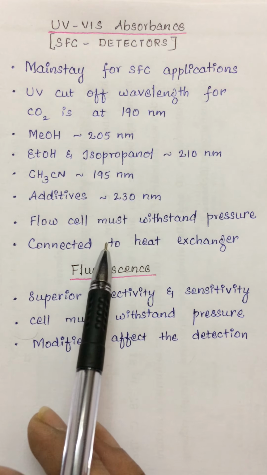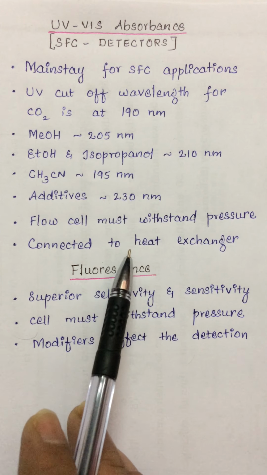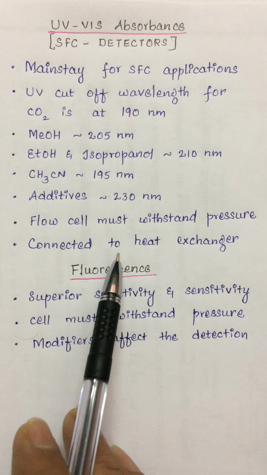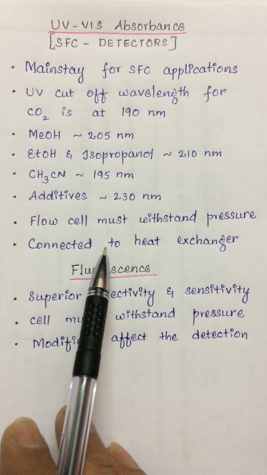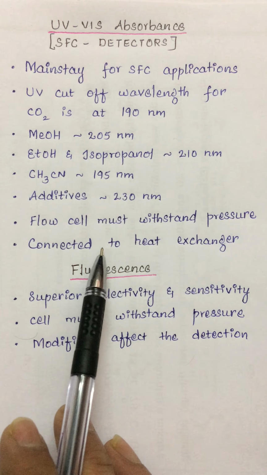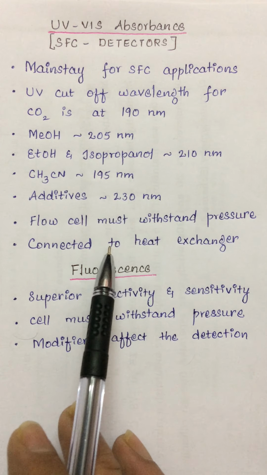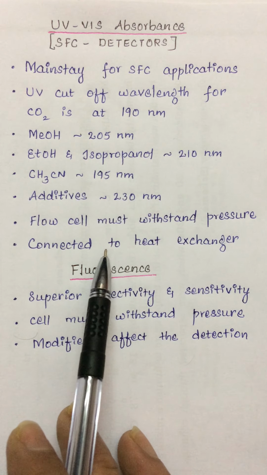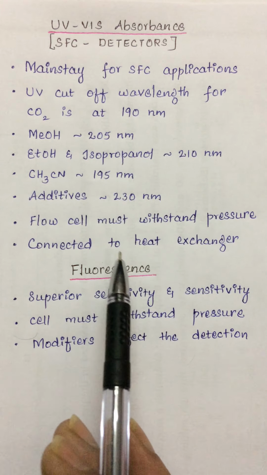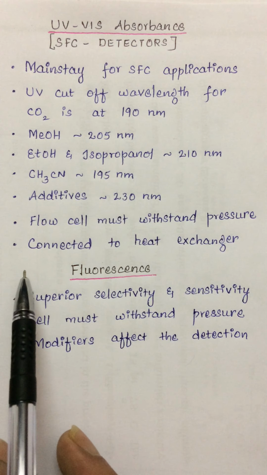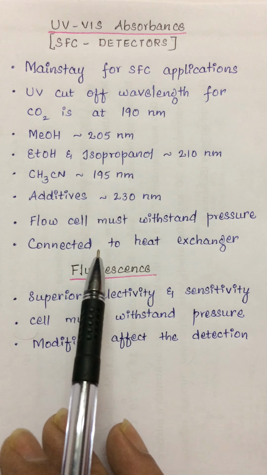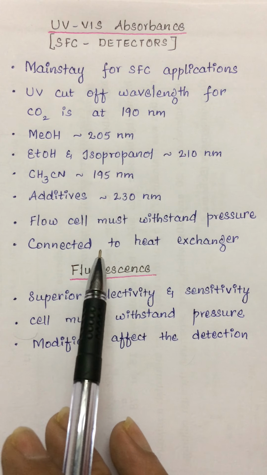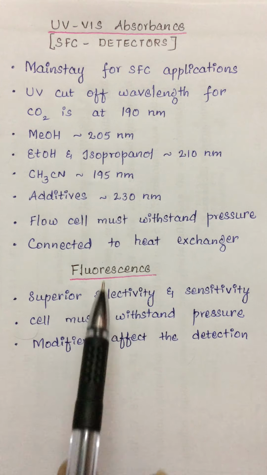Many UV visible detectors also include heat exchangers, which we have seen in the instrumentation in the last video. The work of these heat exchangers is to cool the mobile phase, or at least to minimize the temperature changes of the mobile phase inside the flow cell. So with this setup, the UV visible absorbance detector becomes one of the best detectors in SFC.